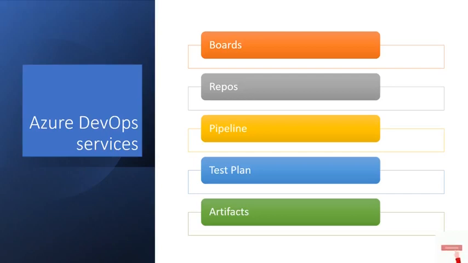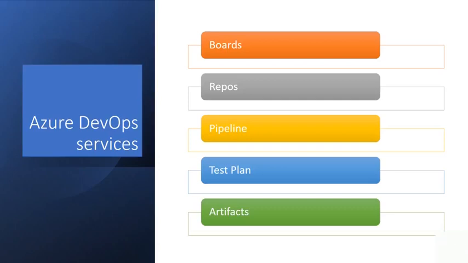Let's talk about Repos. Repo is basically something related to your code. It is a repository. You can use TFS or Git, and you can manage your code. You can create branches, you can create multiple repositories in the project, and you can use all the features available from Git. Then we have Pipelines.